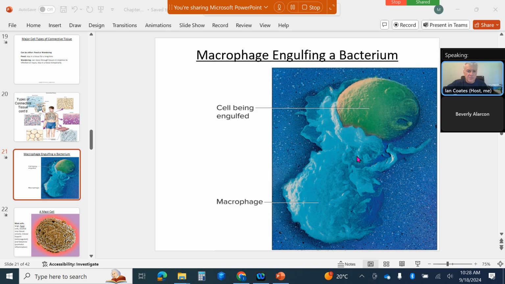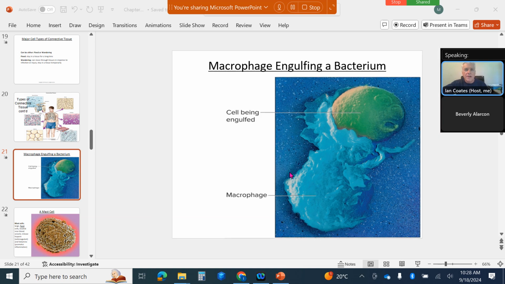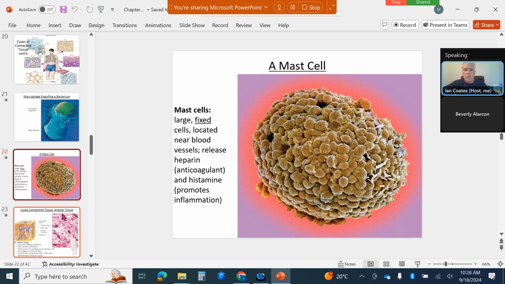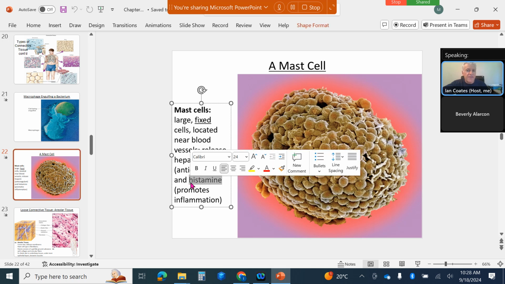Okay, I'm just going to zoom out a little bit here. There we go. This is what we call a mast cell. These are large fixed cells, okay, located near blood vessels. They release heparin, which is an anticoagulant, blood thinner, makes the blood watery. And as well, mast cells are famous for producing histamine.